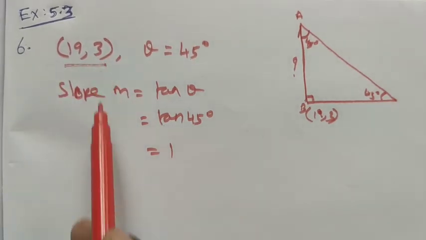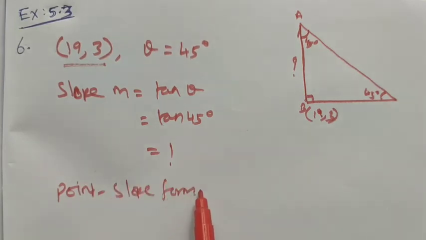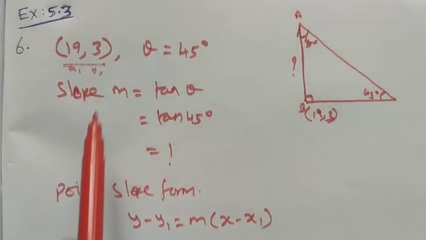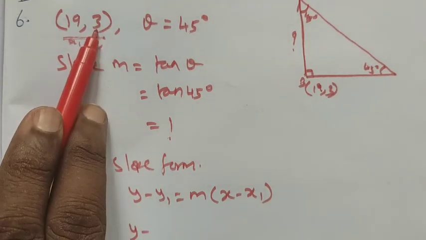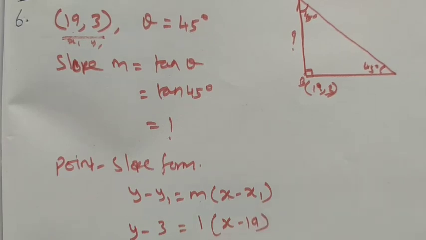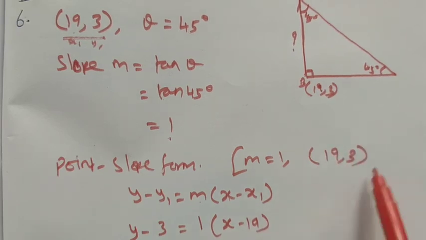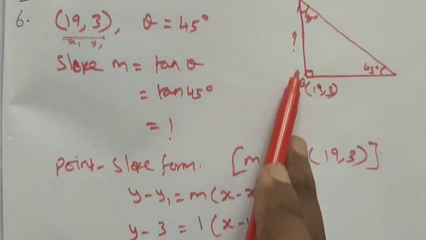Now we have one point and the slope. By the point slope form, we know the formula y - y1 = m(x - x1). Let me take the point as x1, y1. Slope m is equal to 1. So y minus 3 equals 1 times x minus 19. Here we take the slope m = 1 and the point (19, 3). By using the slope and point, we can find the line of this foot and the top.